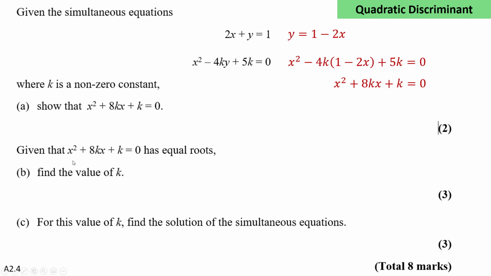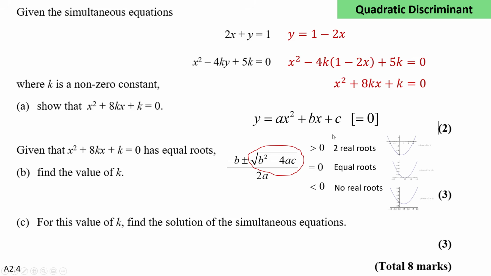We're then told that this quadratic has equal roots. Let's just recall: with the quadratic formula, the part under the square root, the b squared minus 4ac, determines whether the quadratic has 2 real roots, in the case of it being greater than 0, whether it has equal roots when the discriminant equals 0, or whether it has no real roots, that's when the discriminant is less than 0.